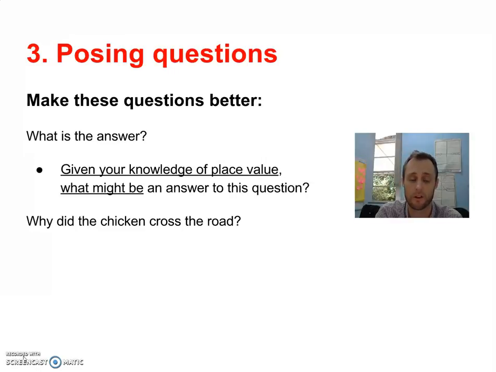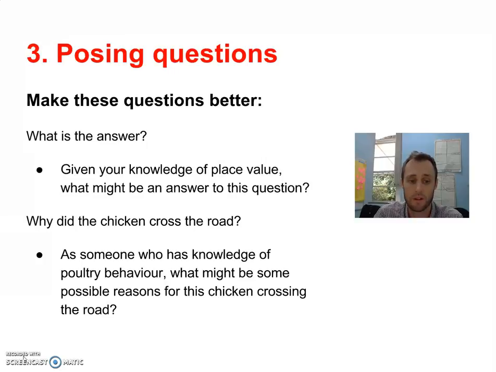Why did the chicken cross the road? As someone who has knowledge of poultry behaviour, what might be some possible reasons for this chicken crossing the road? In a light-hearted way that shows a positive presupposition. You're saying that this person might have some experience that you want to tap into. What might be, again, that's exploratory language, indicating that there's not one possible answer, and that's again backed up by plural forms. What are some possible reasons? Again, what that's doing is inviting the thinking of the other person and not just trying to have them guess what you want them to say.